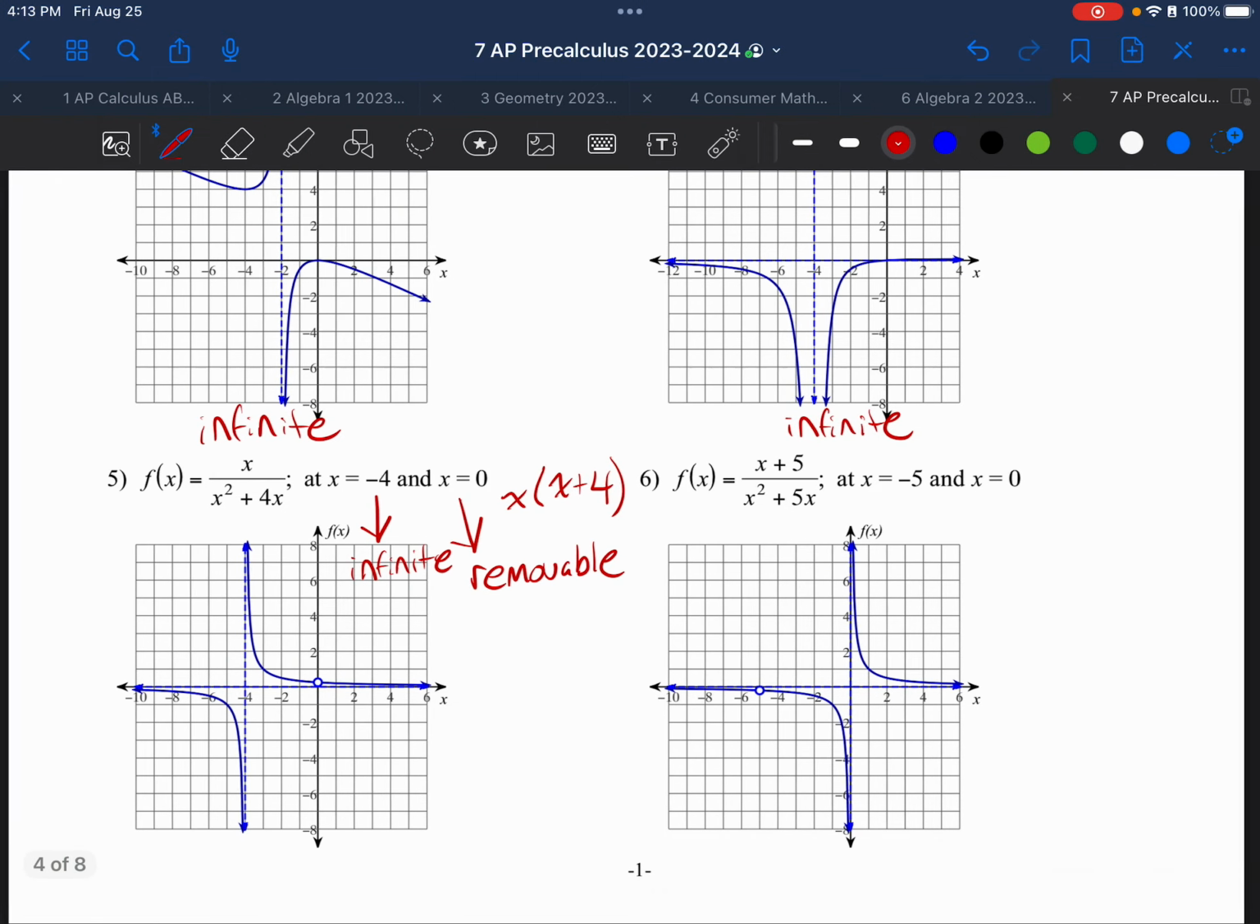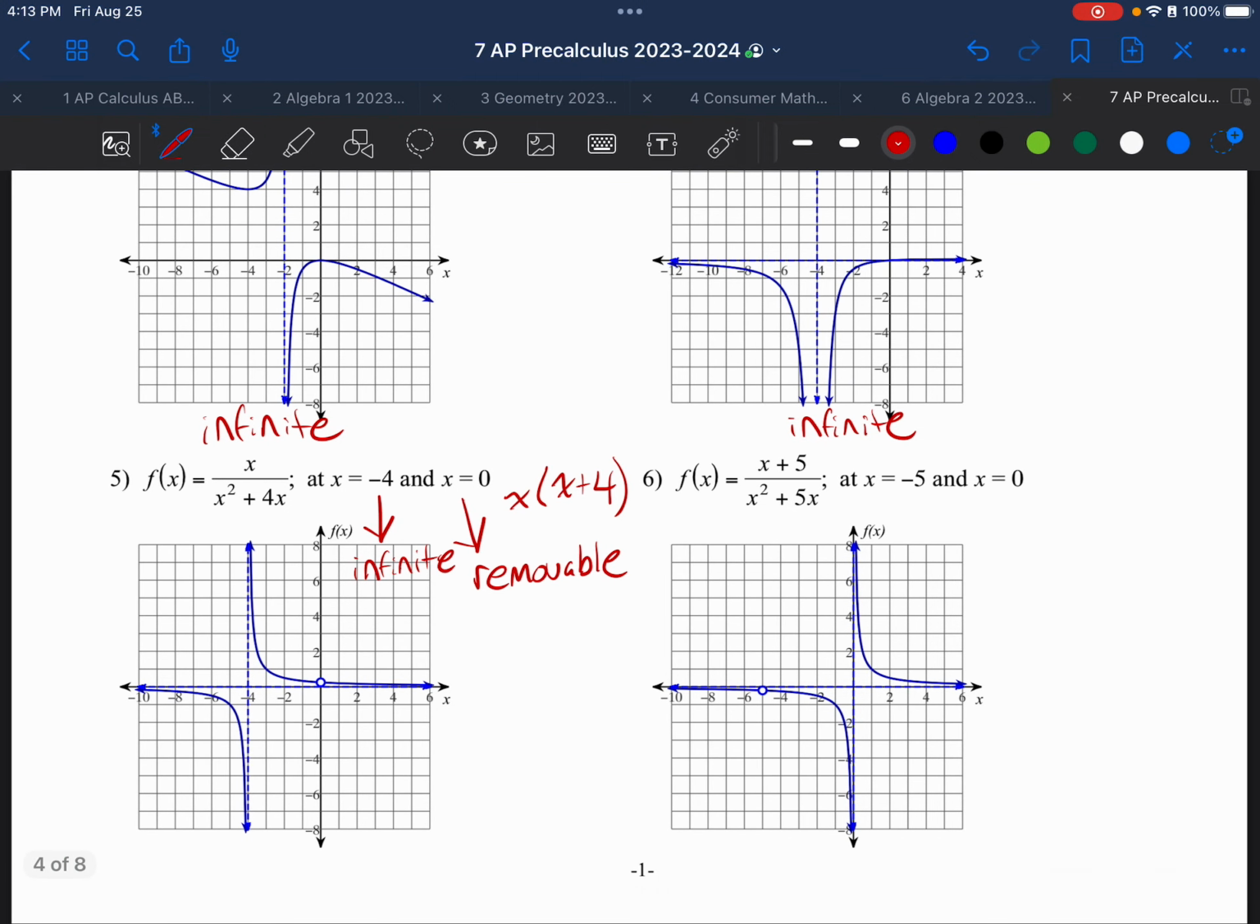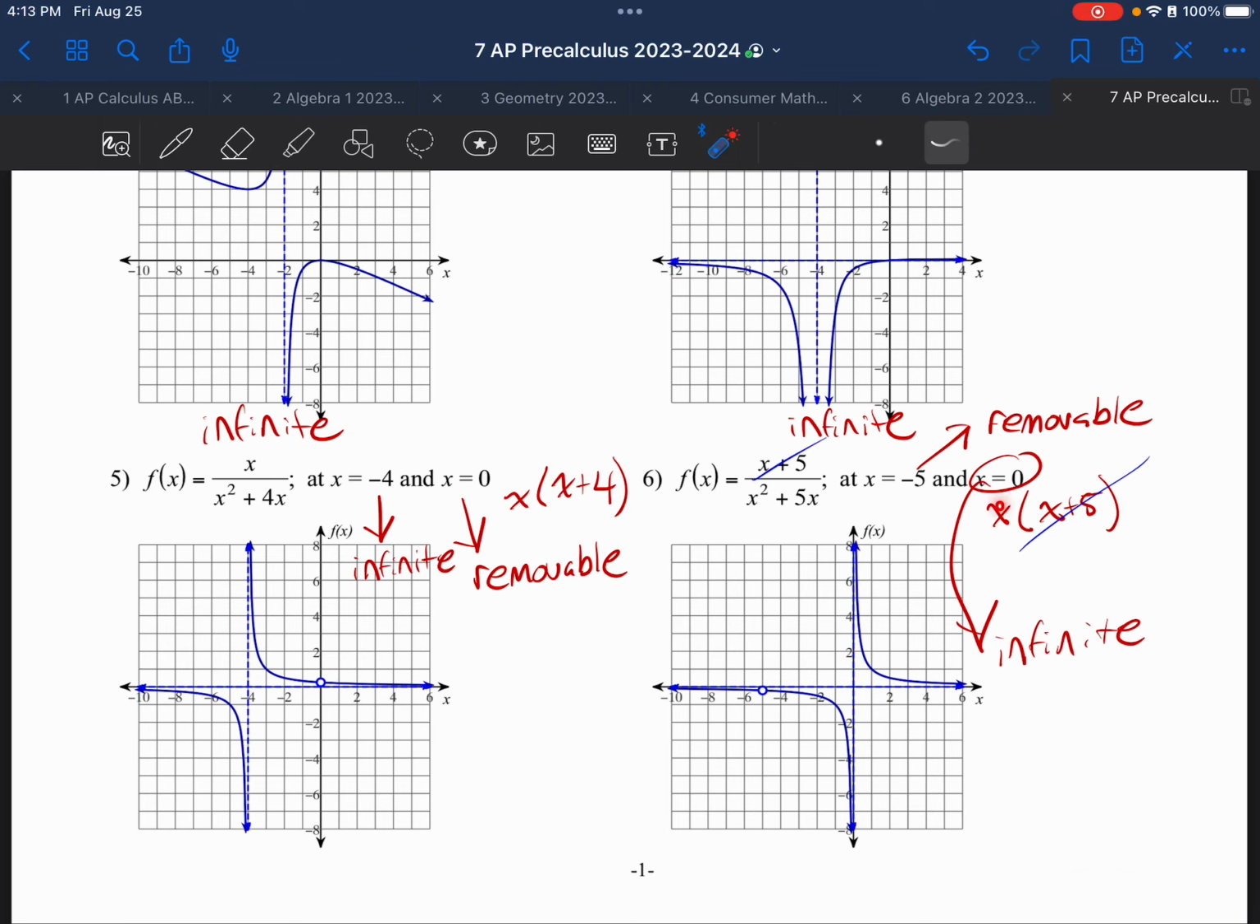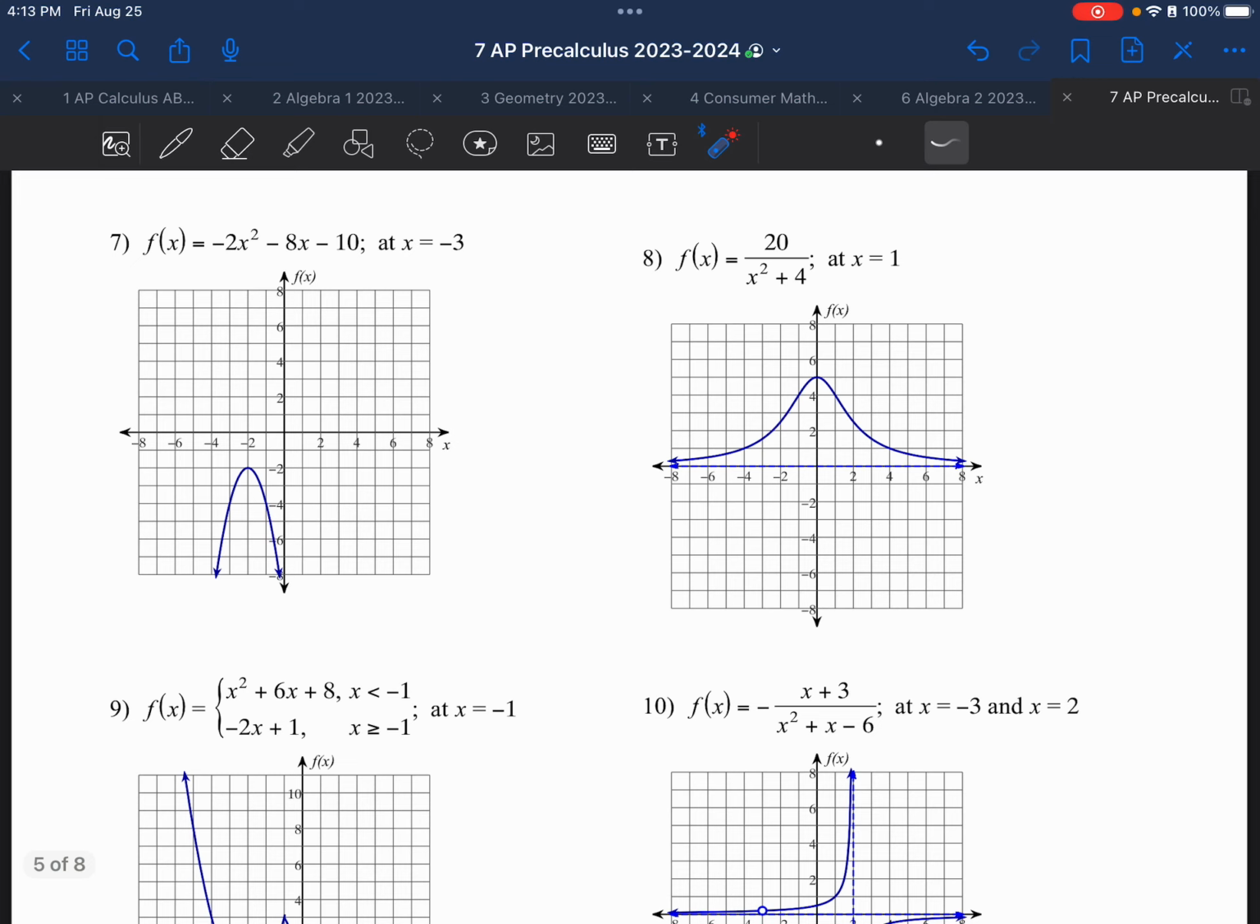And number 6, it looks like we'll probably have the same thing happening where the bottom can be factored as x times the quantity of x plus 5, which means this x plus 5 and this x plus 5 can be canceled out, which means we have a removable discontinuity at -5. So at -5, we'll say that this one is removable. And at 0, it is going to be infinite, because the thing that was left over, namely this x, if you set that equal to 0, you get x equals 0. All right, moving on.